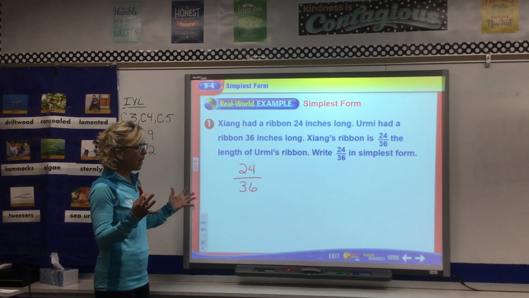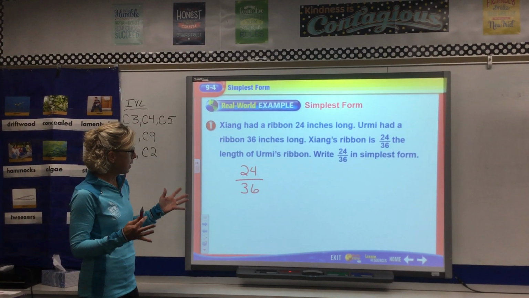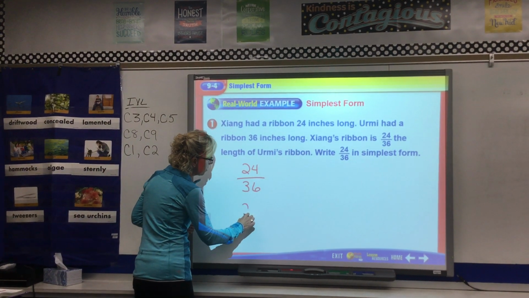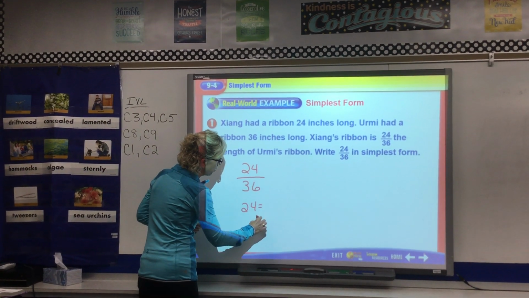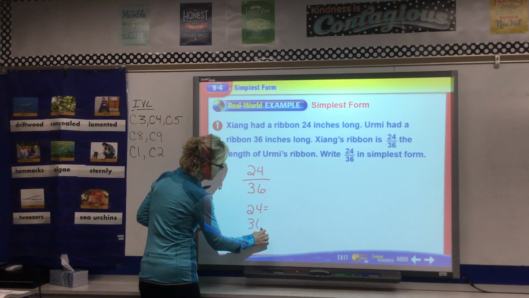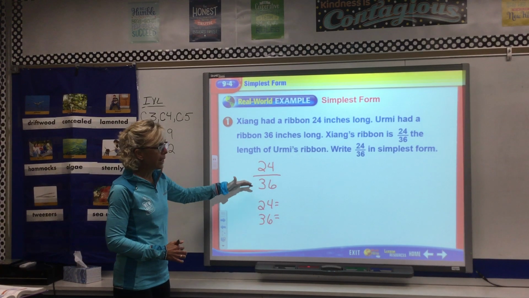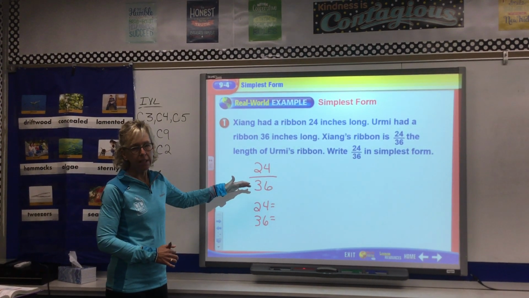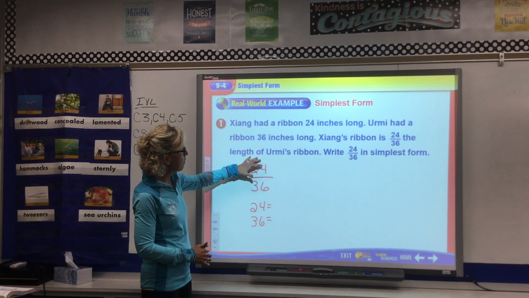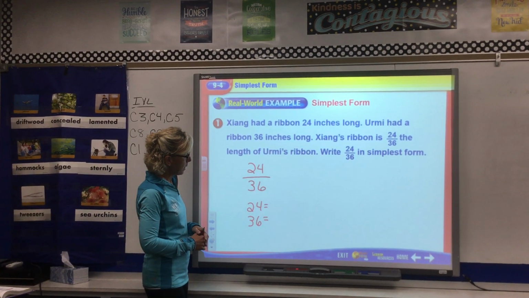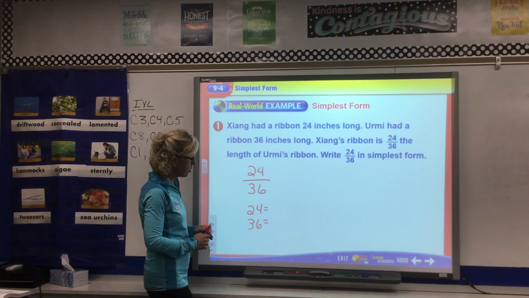The way that we are going to attack this problem is we're going to look at factors of 24, and we're going to look at factors of 36. Then we're going to find the greatest common factor, the GCF, and we're going to divide 24 over 36 by the greatest common factor. That's one way to do it.